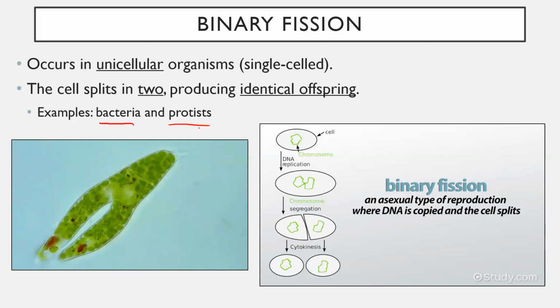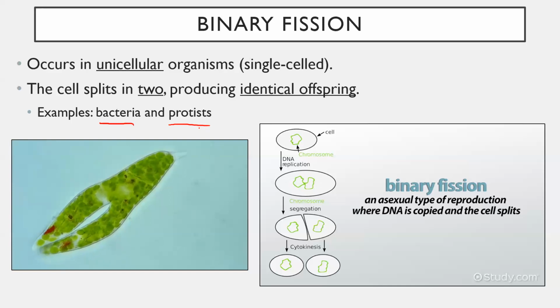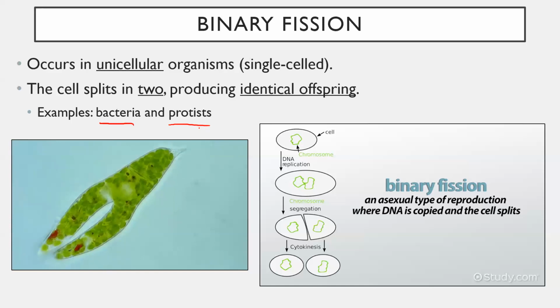Protists, of course, are single cellular organisms that have a nucleus of their own, right? So a lot of unicellular organisms would be protists, whereas bacteria don't have a nucleus of their own. So there's a little bit of a distinction there. You don't need to know that either.